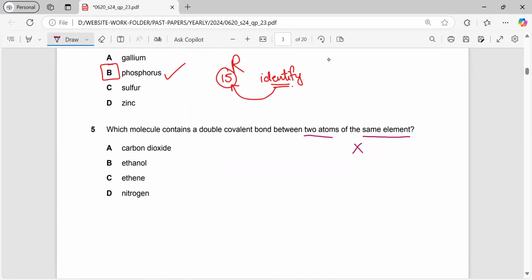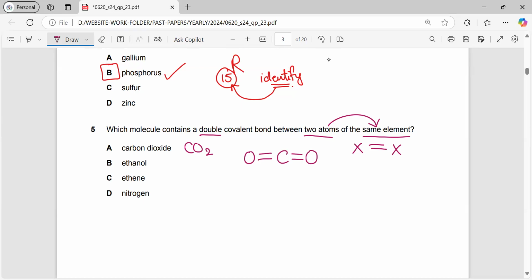Same element means there will be two atoms of the same element, and they will be having a double covalent bond between them. So let's see. For carbon dioxide, CO2, the structure is that carbon has a valency of 4 and the two oxygen atoms have a valency of 2. So they will share 2 electrons with each other. So there will be a double bond between carbon and oxygen.